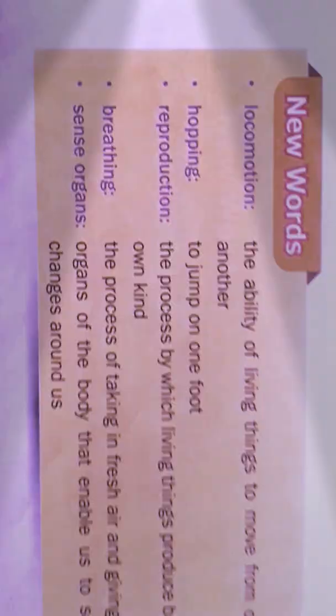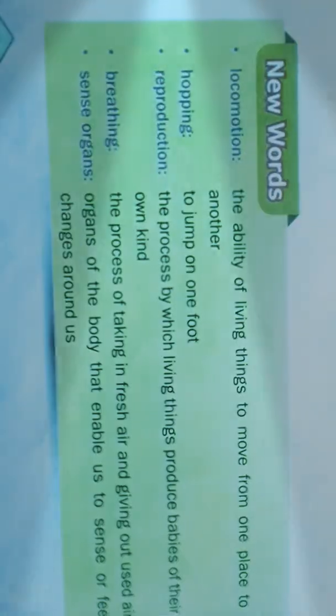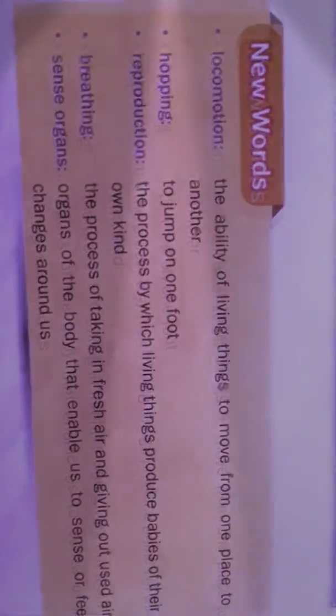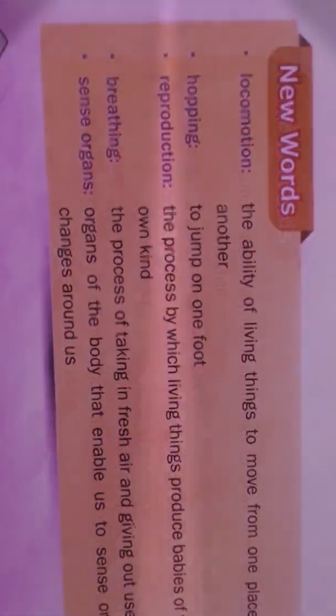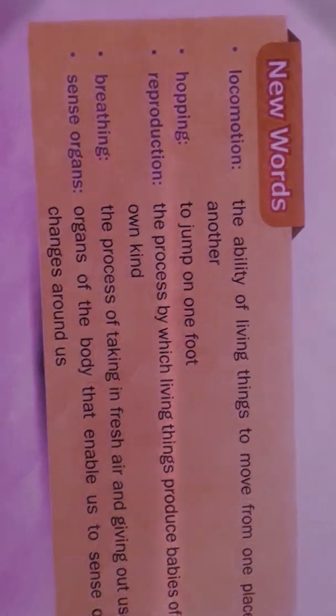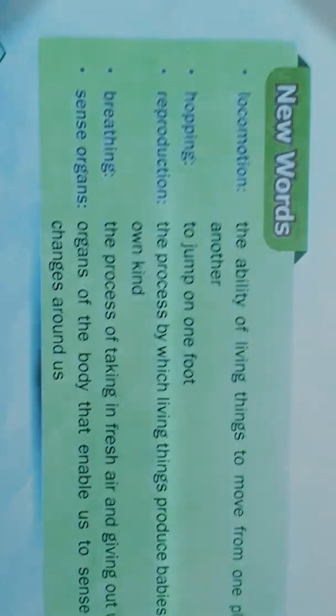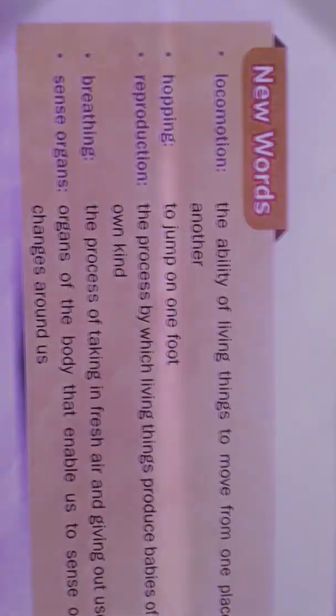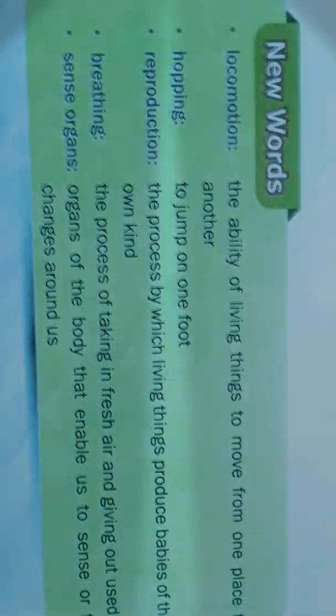Coming to the new words. What is the meaning of locomotion? As I told earlier, movement from one place to another place. The second one, hopping. What is the spelling of hopping? Hopping: to jump on one foot. And third one, reproduction: the process by which living things produce babies of their own kind.